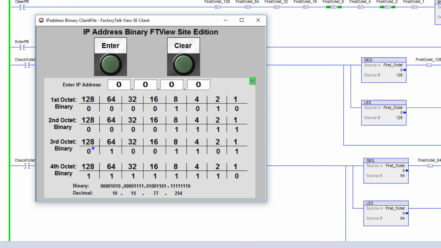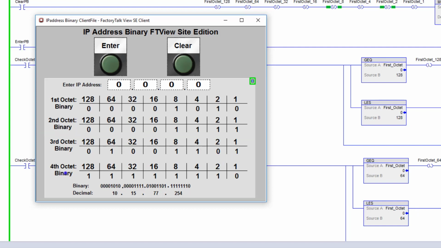Now, let's talk about our third octet, which is 77. Okay, so when we come in here, we can look at our third octet. Can it go into 128? No, it cannot. Can it go into 64? Yes, it can. So that's a 1. Is the remainder equal to or greater than 32? No, it's not. 16? No, it's not. 8? Yes, it is. 4? It is. And then 2? No. And then 1? It is. So the binary for the third octet is 0, 1, 0, 0, 1, 1, 0, 1.